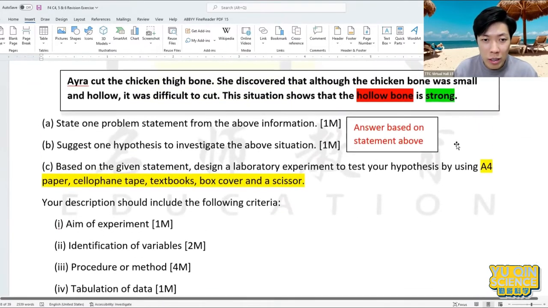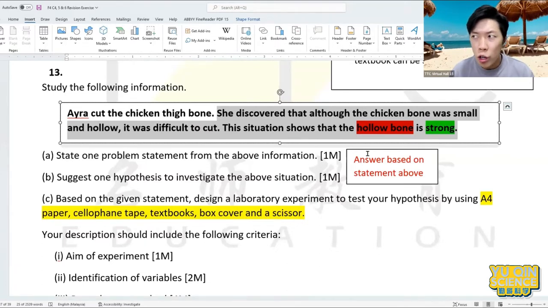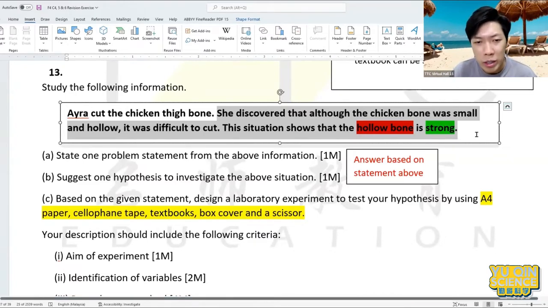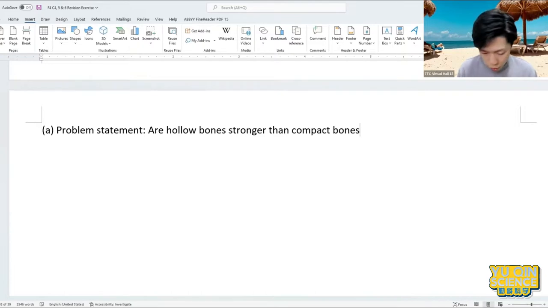Usually try to relate your answer to the above. We're talking about bones, right? So we want to say something like, is a hollow bone stronger than compact bone? Like how we usually ask a question, really? So you want to create a sentence like that based on these two, manipulated and responding. Okay, so let's try it out. Maybe we add some words in front like are or is: are hollow bones stronger than compact bones? Question mark. There you go.